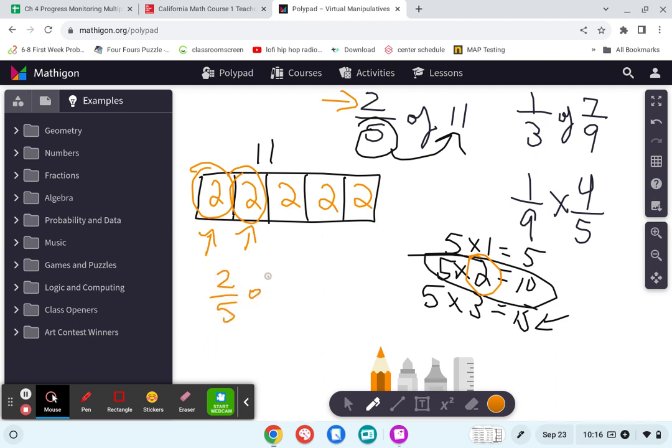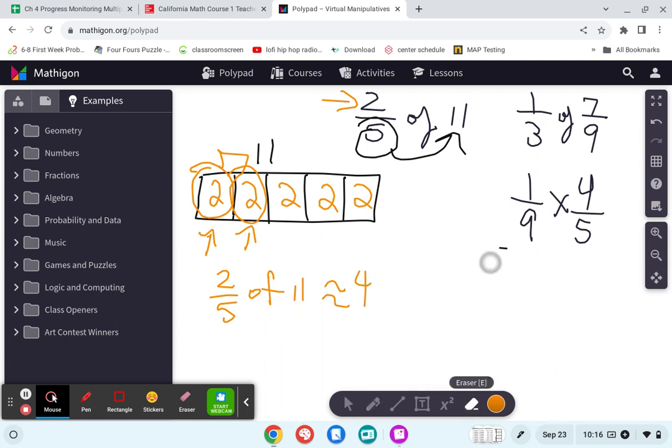2/5 of 11 as an estimate is going to be 2 plus 2, which is 4. You can pause the video if you need to. I am going to press forward because I want to make sure I get through at least one of these other problems over here. So I had a whole number here.